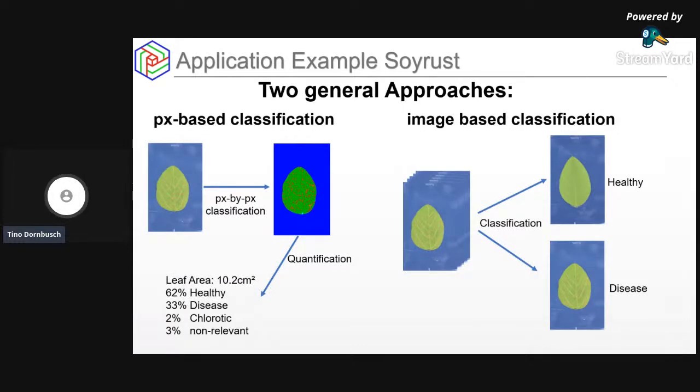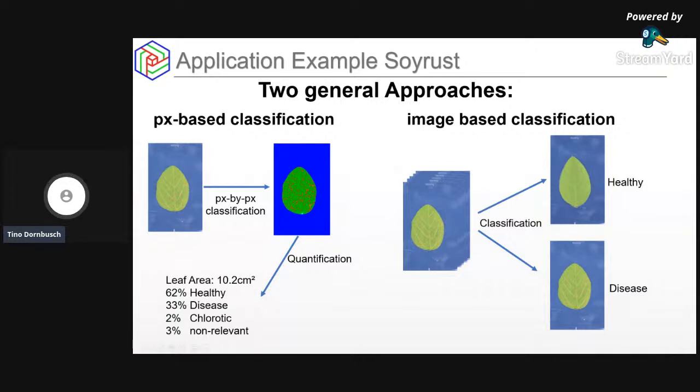So there are two general approaches to classify images for the computer. We can do a pixel-based classification. Pixel by pixel, we look at it and say, this is disease, this is healthy, and so on, right? So we transform our initial image into a color-coded image, where each color has a specific meaning. We can then analyze the amount of red pixels, green pixels, blue pixels, and derive a leaf area. We can then say, okay, this is how healthy it is: how much percent of healthy, disease, chlorotic, non-relevant pixels. And we can use this information to classify our leaves, grouping them.